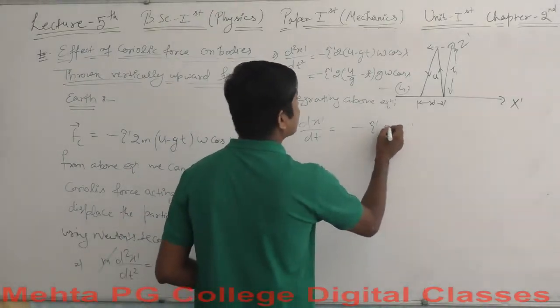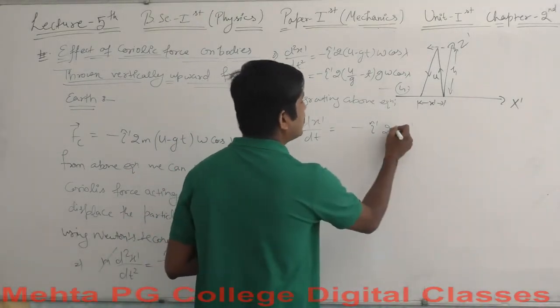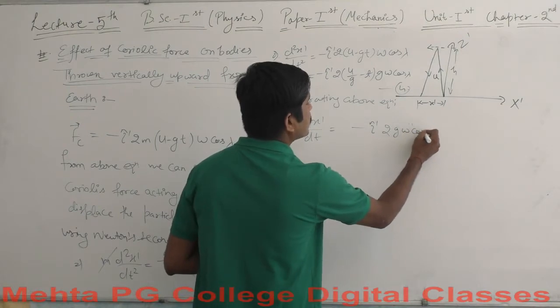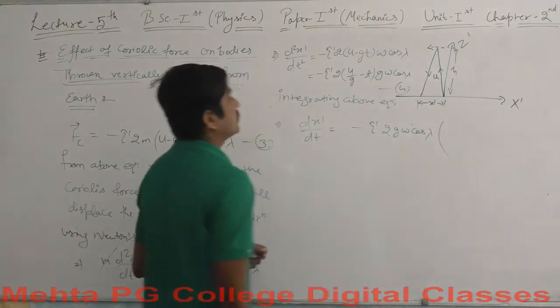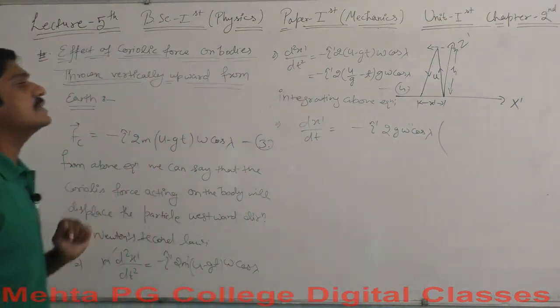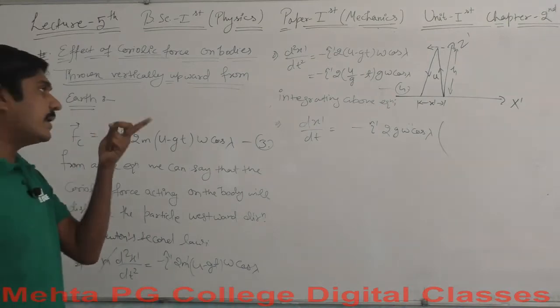The 2 will remain the same. Yes, this will remain the same. The g omega cos of lambda will remain the same. Okay, that's all will remain the same. The thing that will not remain the same is this is the u by gt.